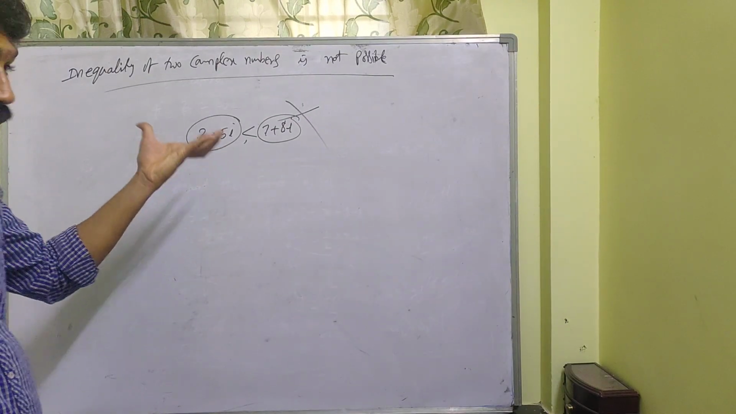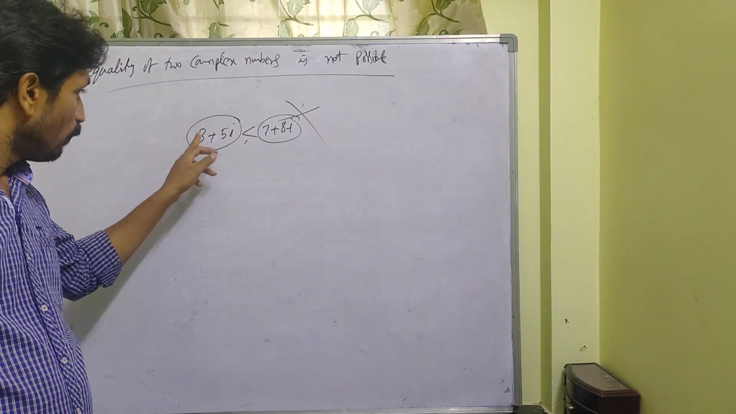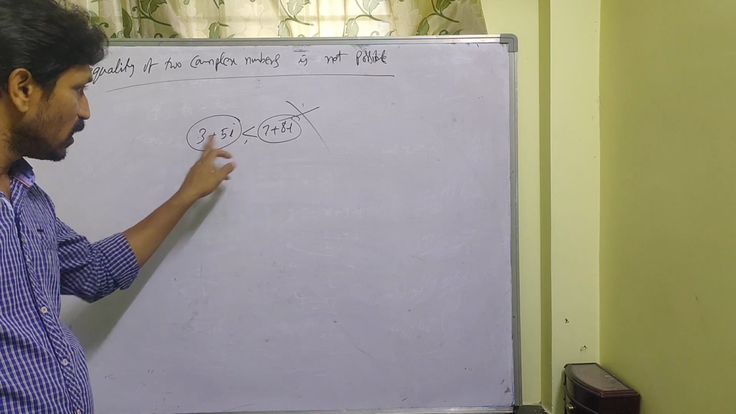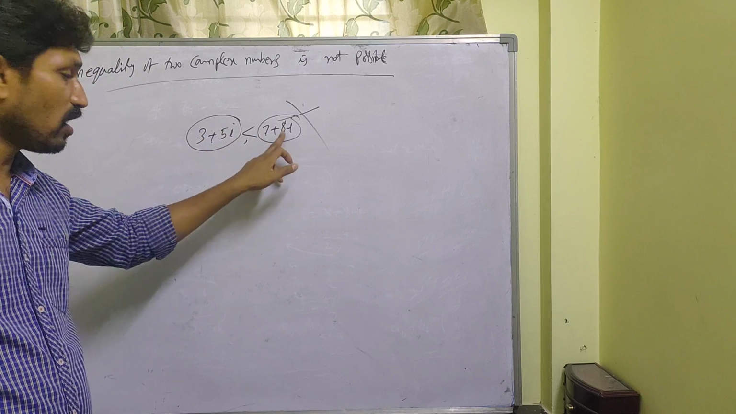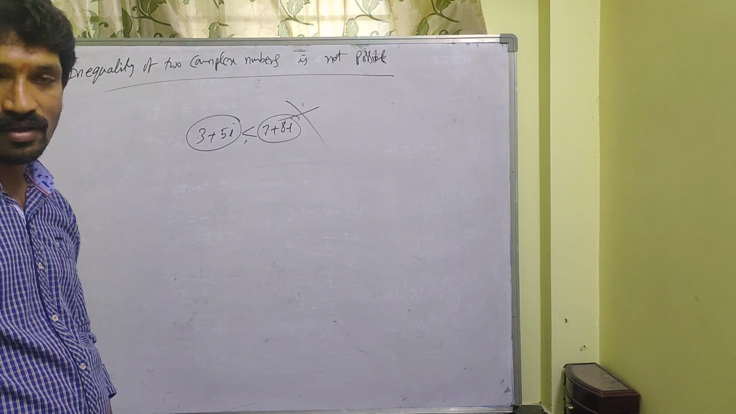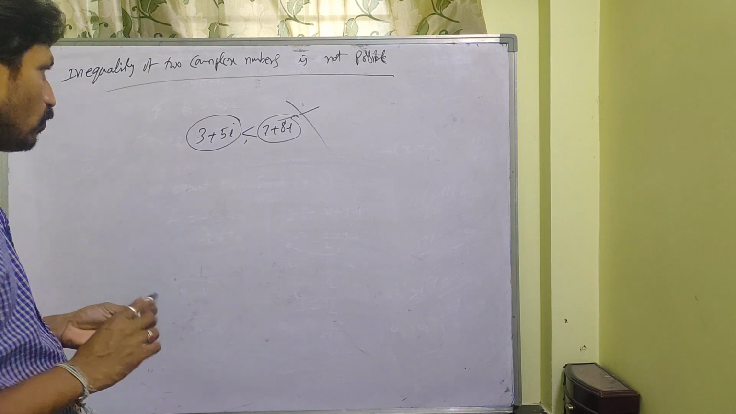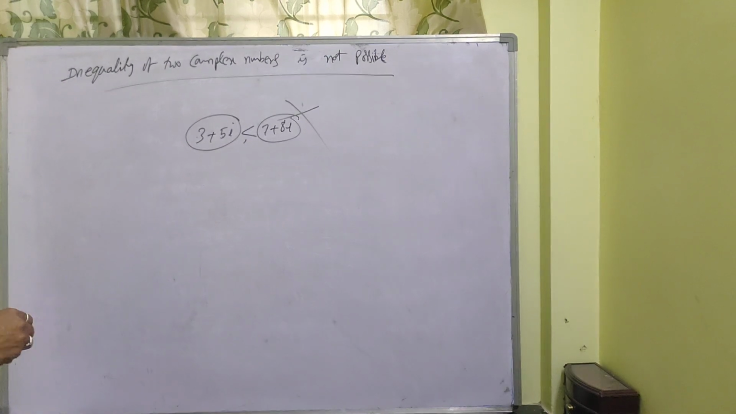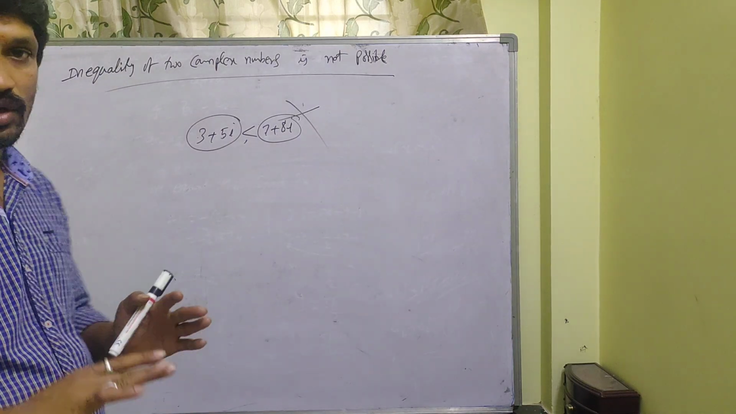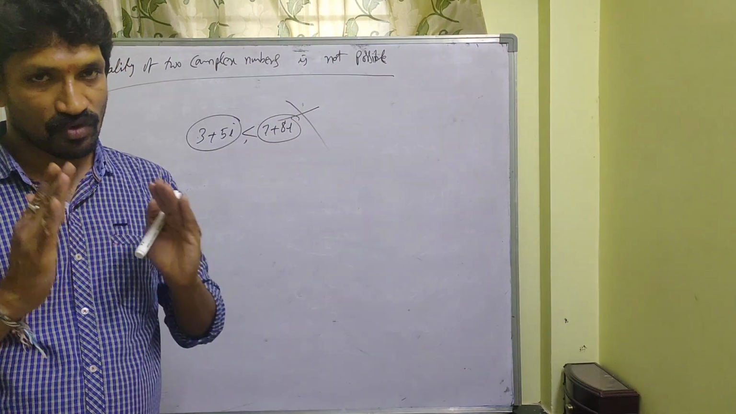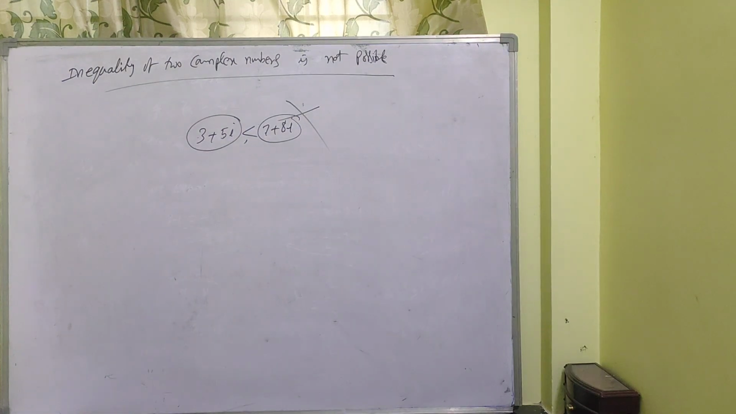But if two complex numbers are equal, if here 3, here also 3, if here 8, here also 8, then you can say those two are equal. But inequality we can't say. Okay, remember. Next one, we will discuss cube roots of unity. This is very, very important. Okay.